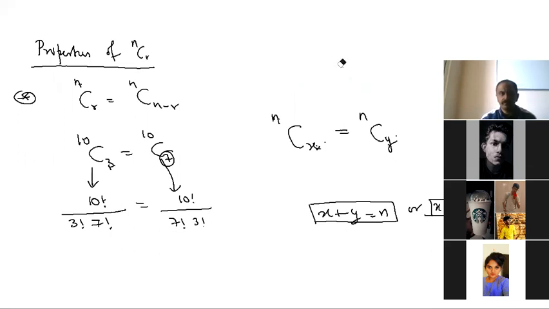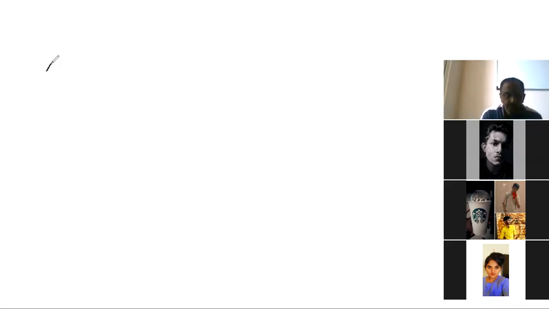Then there are two possibilities. X plus Y is equal to N, or X and Y are directly equal. Done? Yes, sir. Property number 2. I'm going to teach you the next property. NCR and NCR minus 1, if you add, how much will you get?